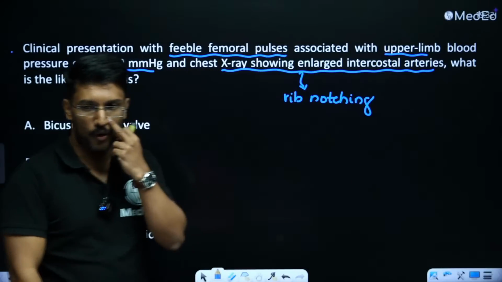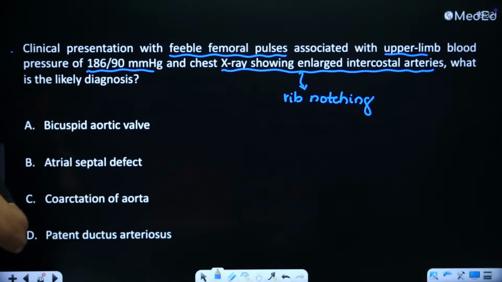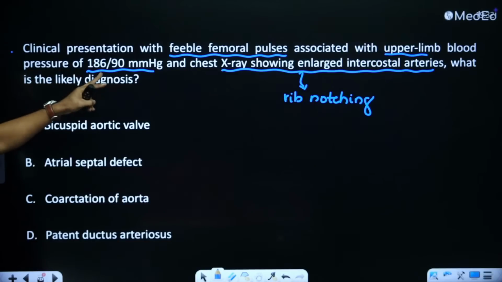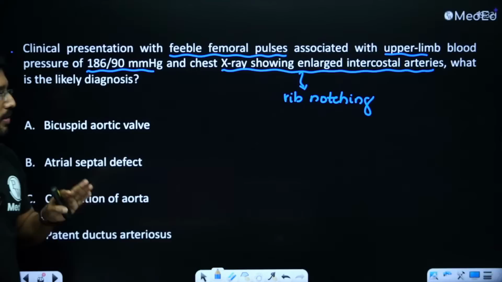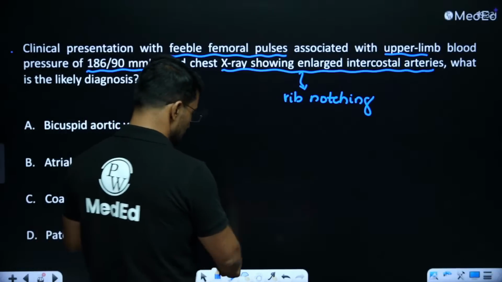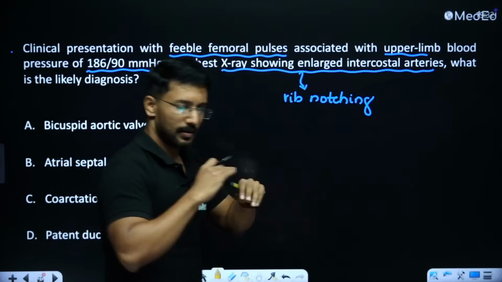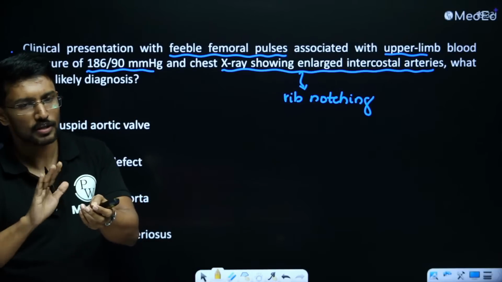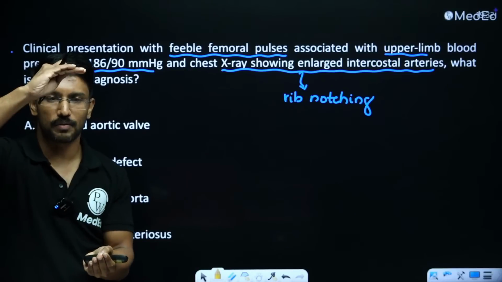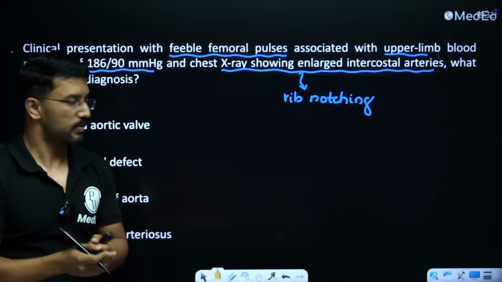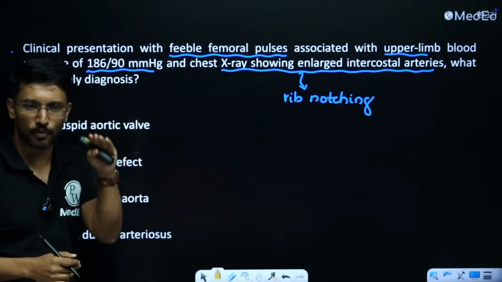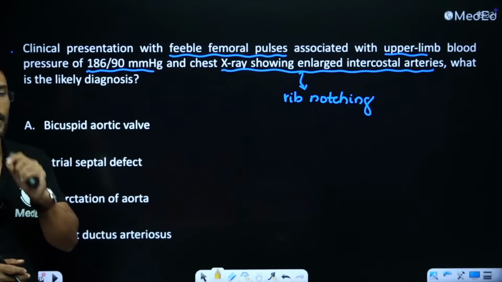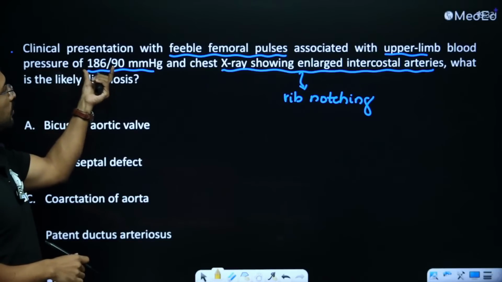I think someone was asking me a point related to this, right? Feeble femoral pulses and upper limb blood pressure is 186 by 90 millimeters of mercury. So indirectly I can say that, please remember, how strongly we feel the pulse depends on the systolic BP, right? The peak of the pulse is proportionate to systolic BP. So when you say feeble femoral pulse, that means femoral artery systolic BP is low, and the upper limb systolic BP is high.